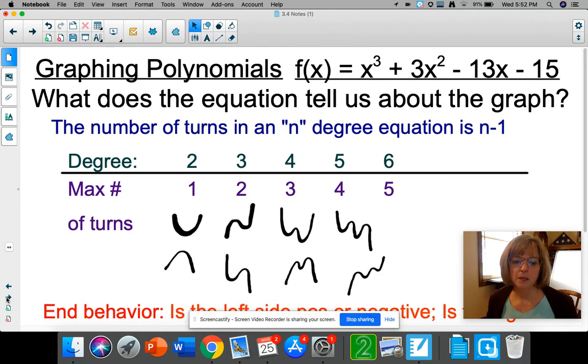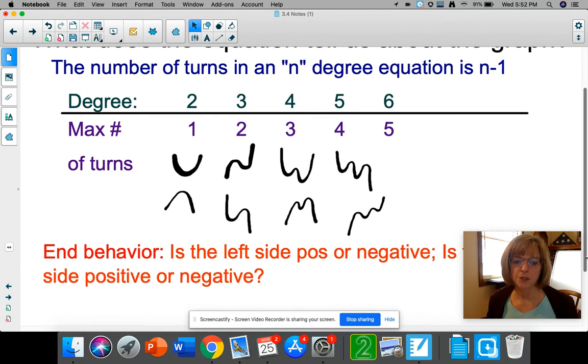Another thing we can tell is something called end behavior. End behavior has to do with what the left side is doing, or where it's at, compared to the right side. So in this little sketch of a parabola, the left side is low, it's negative, and over here on the right side, it's also negative. This cubic equation here is positive on the left side, but it's negative on the right side.